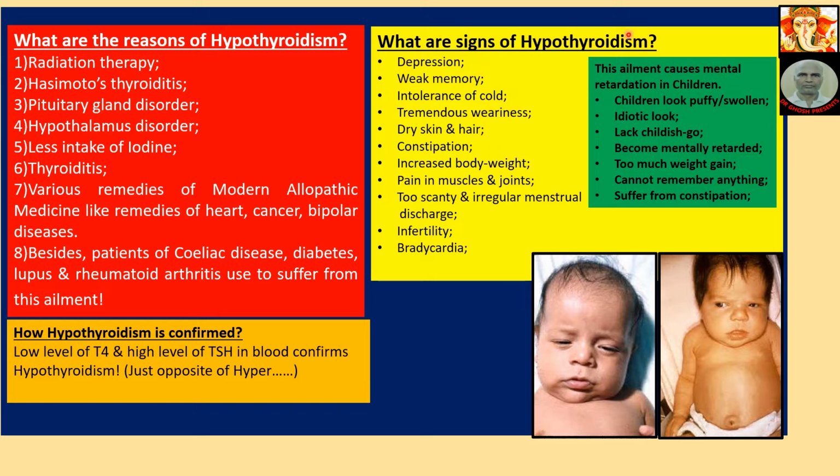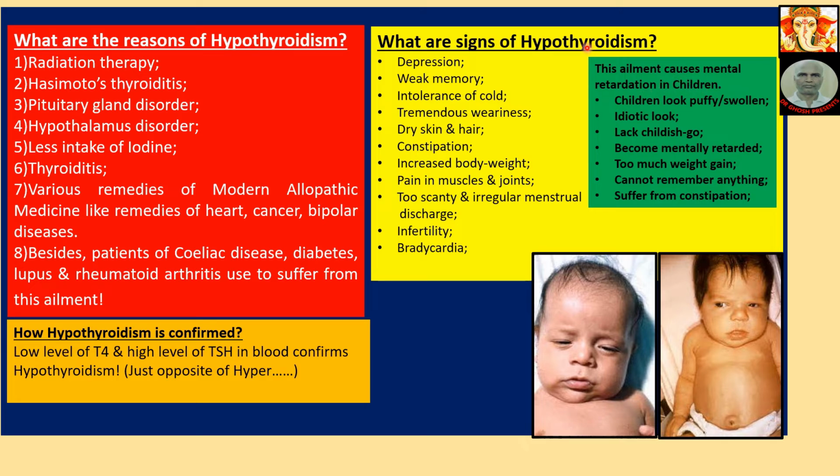Now, what are the signs of hypothyroidism? Depression, weak memory, intolerance of cold, tremendous weariness, dry skin and hair, constipation, increased body weight, pain in muscles and joints, too scanty or irregular menstrual discharge, infertility, bradycardia. Bradycardia is lowering of heart rate. This ailment, that is hypothyroidism, causes mental retardation in children.